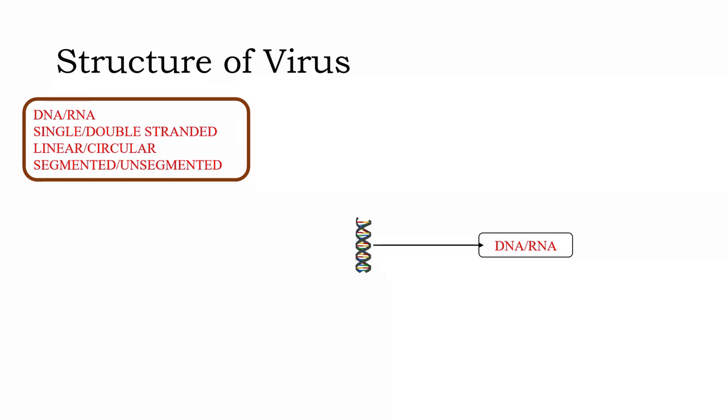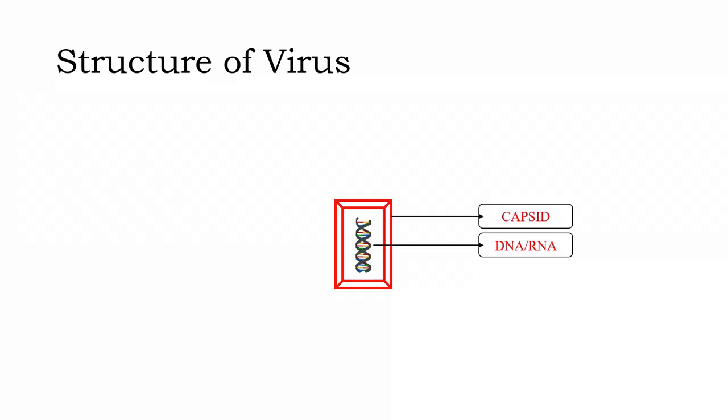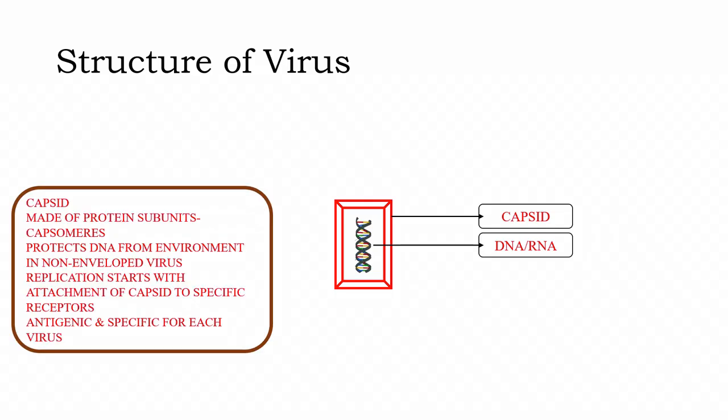This genetic material is covered by a capsid, which is basically made up of protein subunits called capsomeres. They protect the DNA from the environmental forces. In the non-enveloped viruses, infection starts with the attachment of this particular capsid to specific receptors on the host cell, and this capsid as such has antigenic property.